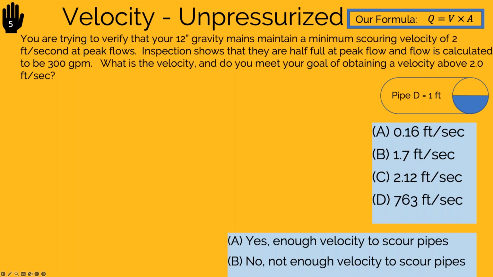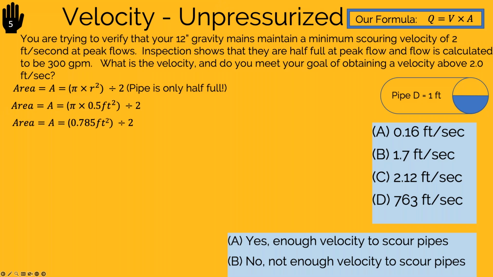The other ones are all fairly close. A, you might get if you did the math, but again, maybe messed up the rounding or put the decimal point in the wrong place. So let's walk through this. As I said, the key here is that the pipe is only half full, and what you're looking for is the cross-sectional area of the fluid, not the actual pipe. So you're going to find the area of the pipe and divide it by 2.